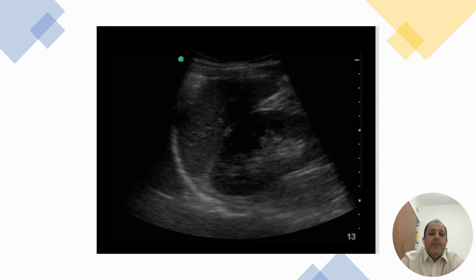Here it is the diaphragm, and here it is the supraspleen space between the spleen and diaphragm. And here it is the diaphragm, and here it is the mirror sign of the spleen that we can see here, and it is the spine here.